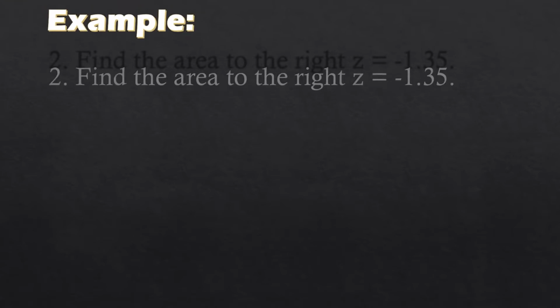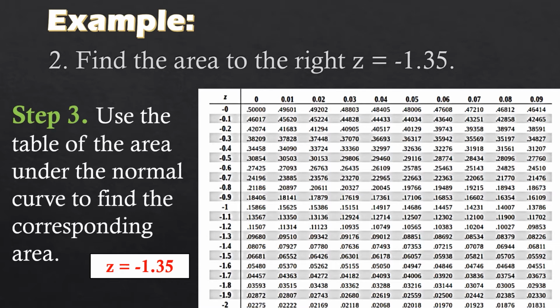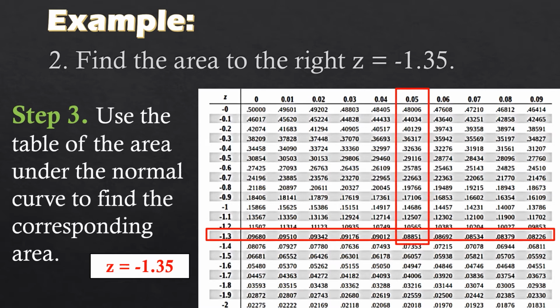For the third step, again, use the table of areas under the normal curve to find the corresponding area. We have z equals negative 1.35. From the negative z table, we have negative 1.3 and 0.05, so the intersection is 0.0885. We have the same z value as our previous example, example number 1, so they have the same corresponding area from the z table.